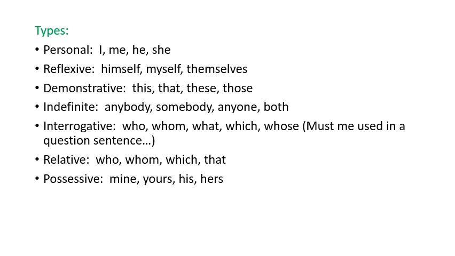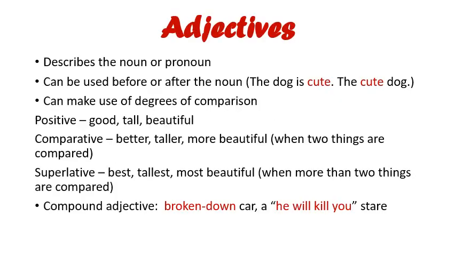A relative pronoun will be who, whom, which, that, but it will not be in a question sentence. And then we find possessive. Whose jersey is that? It's Peter's jersey. It's his jersey.